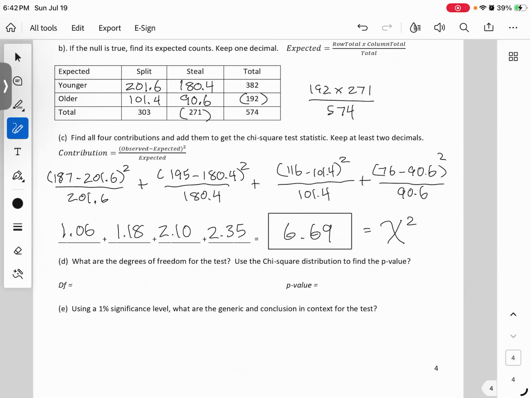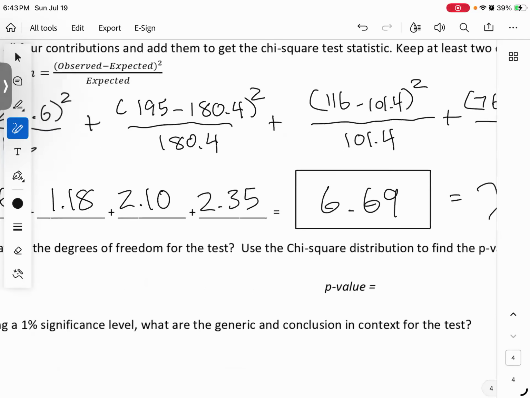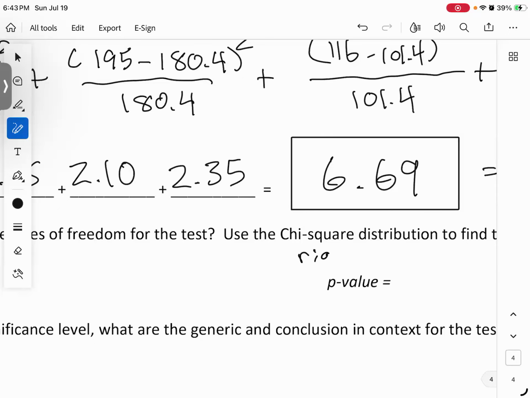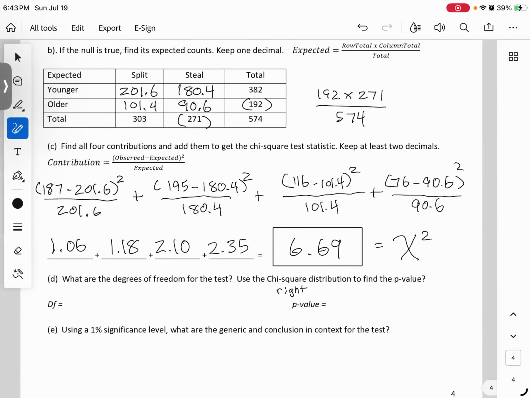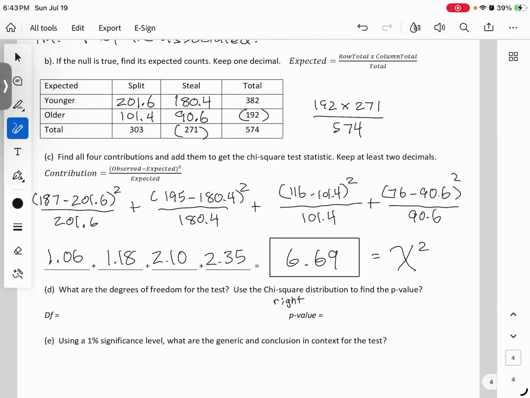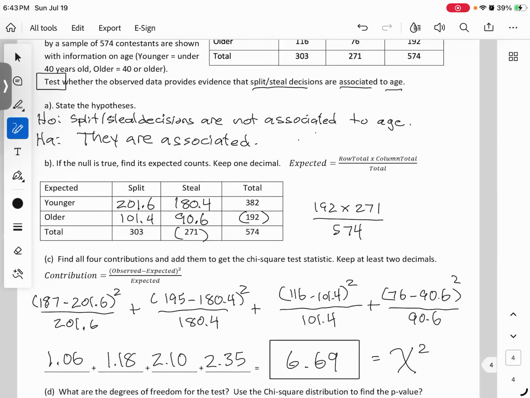Remember, we can still use that tentatively, like anything that's two-ish or more is extreme. Should get a pretty good size p-value here. That's on the smaller side. Remember, for the chi-square distribution, all we're ever going to need is the right tail. And for the degrees of freedom, it's up there.